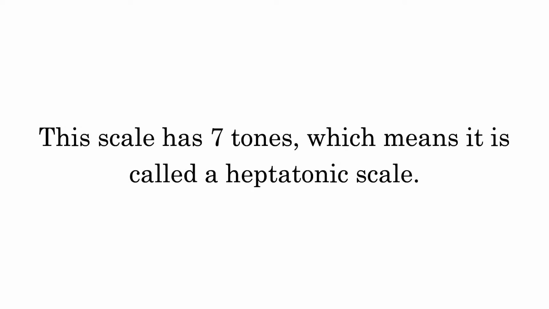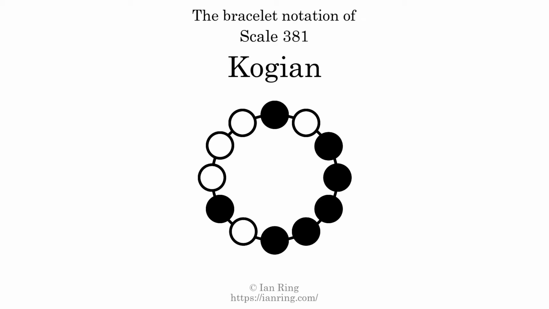This scale has 7 tones, which means it is called a heptatonic scale. This is a bracelet notation diagram of scale 381. The shaded circles represent tones that appear in the scale, and they are read clockwise, starting at the top.